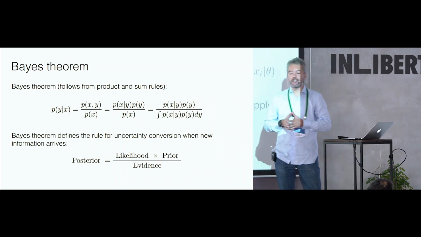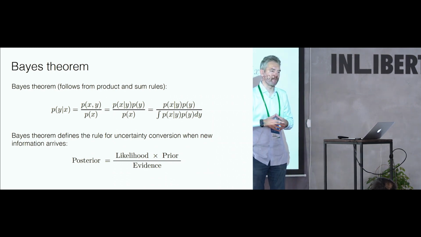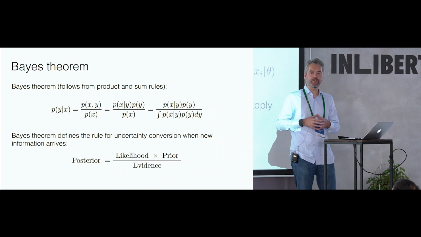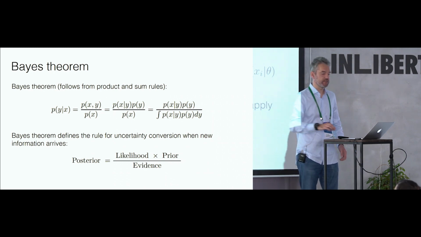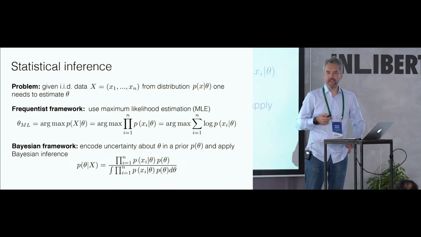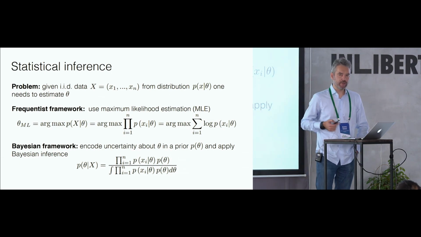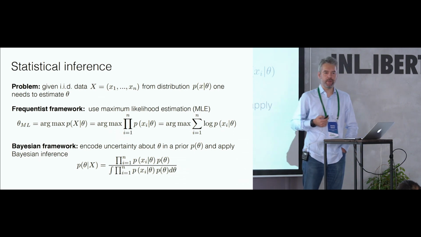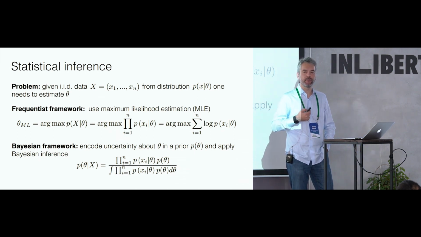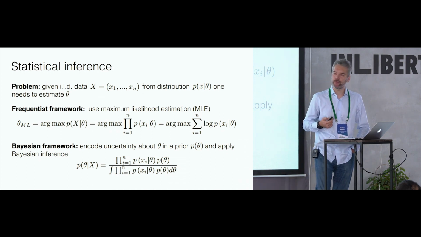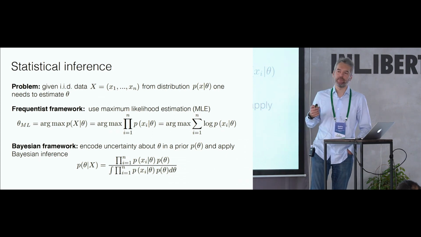Okay, now let's consider the classical statistical inference problem. We are given a set of samples from some distribution which is known up to parameters theta. And the task is to estimate the parameters theta based on the observed data. There are two main approaches to statistical inference. The first one is classical, known also as the Frequentist approach, while the remaining one is the Bayesian framework.